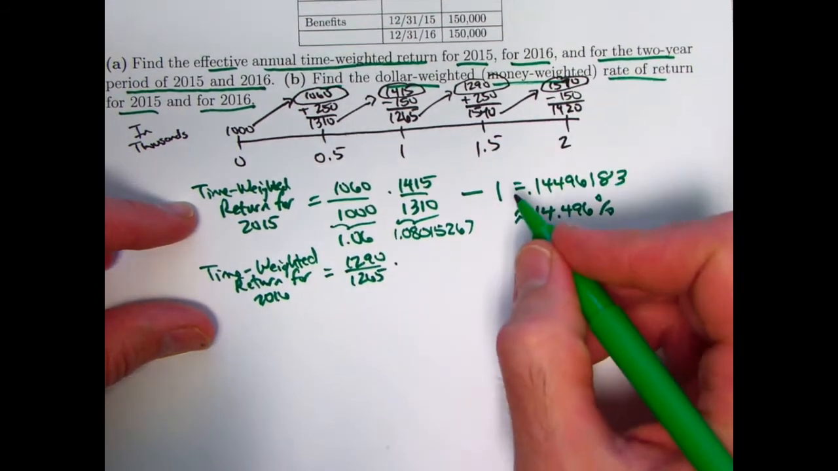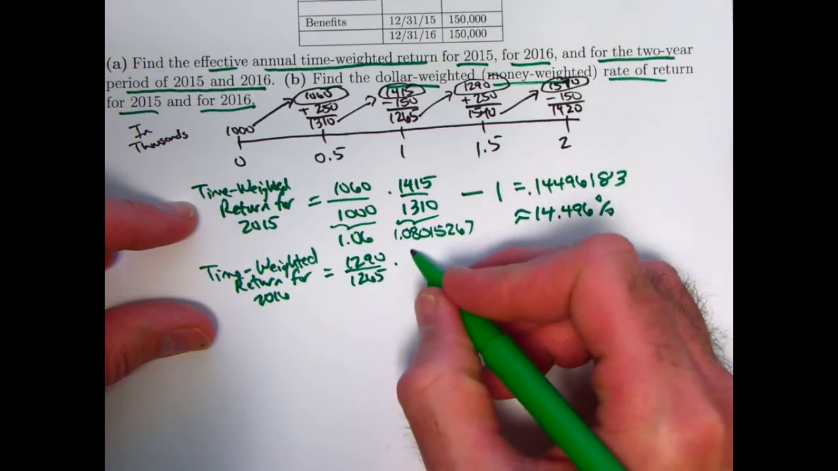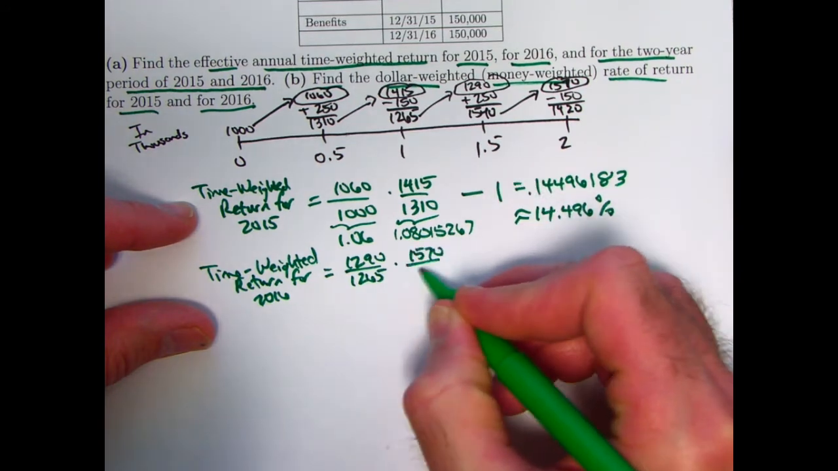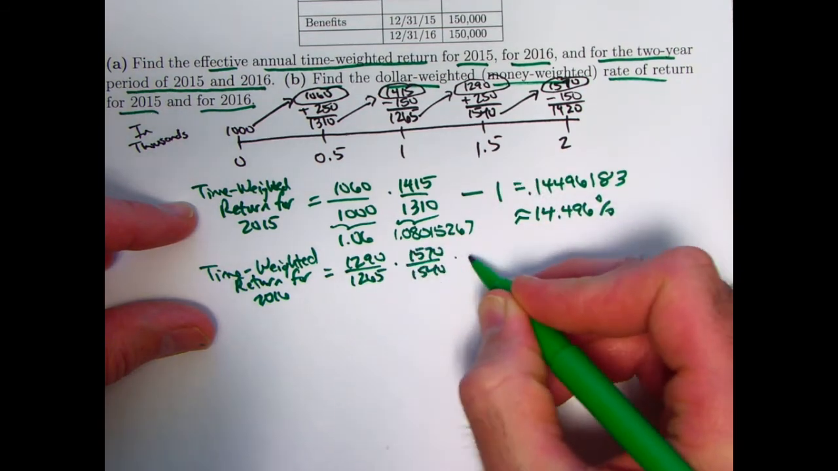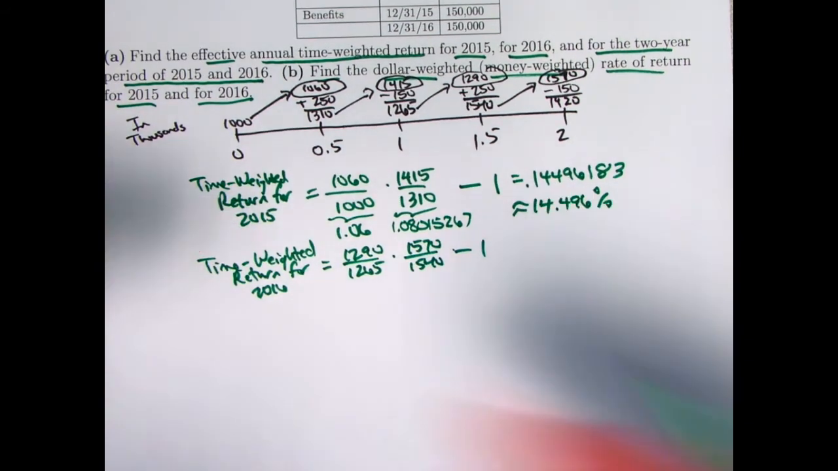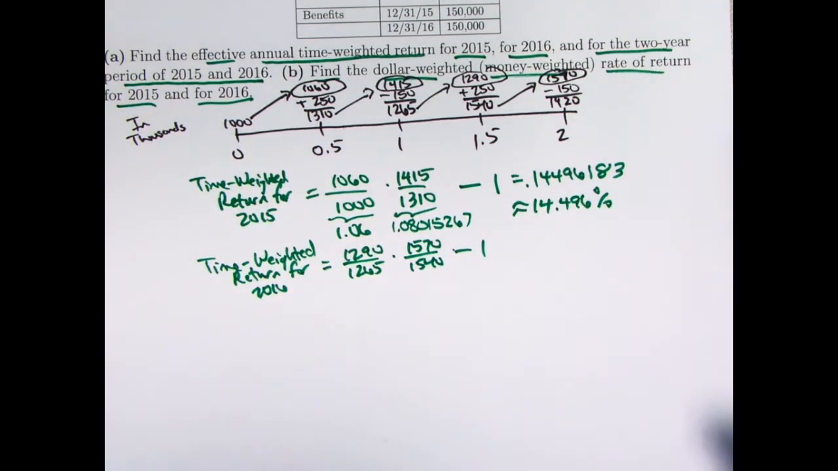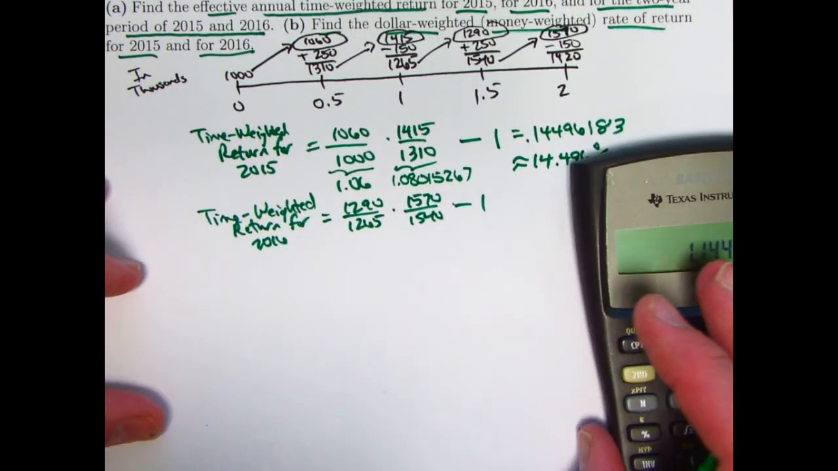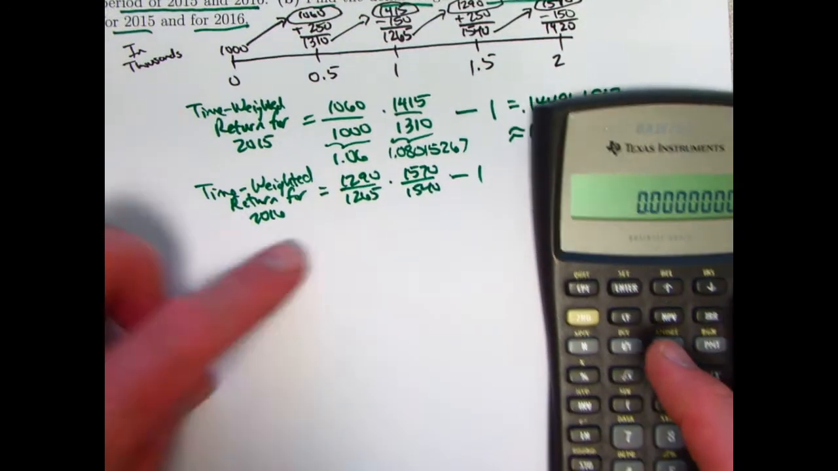And for the second half of the second year, it's going to be 1570 divided by 1540. And then I'm going to subtract 1. Okay, so again, this is a new kind of calculation. We haven't done this kind of calculation before, but this is what a time-weighted return calculation looks like. Let's go ahead and do that.